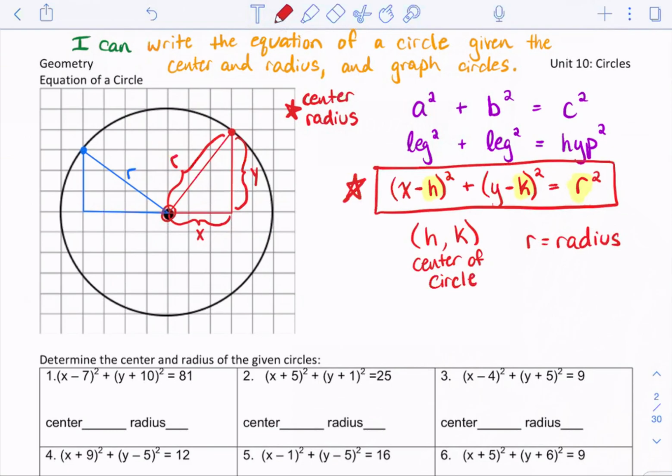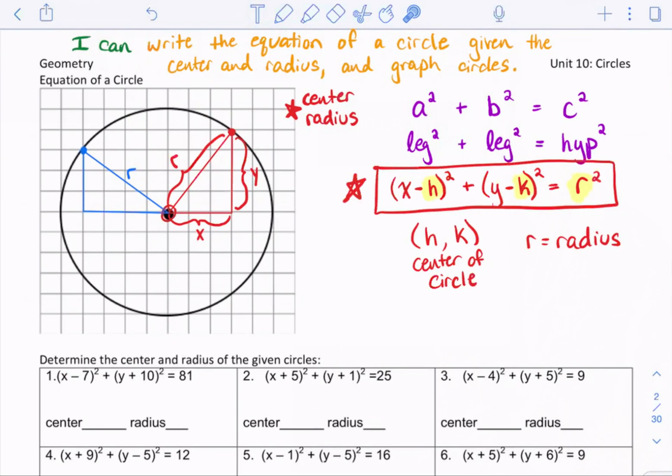So a couple things important here to realize. It's going to be x minus whatever value the x coordinate of the center is, and y minus the k value, which is the y value of the center of the circle, and then it's going to equal the radius squared. So if you look at this first example, which we'll go through some more of these examples, it's not written as radius squared. So you might have to ask yourself, what number squared would give me 81? Because that would represent your radius.